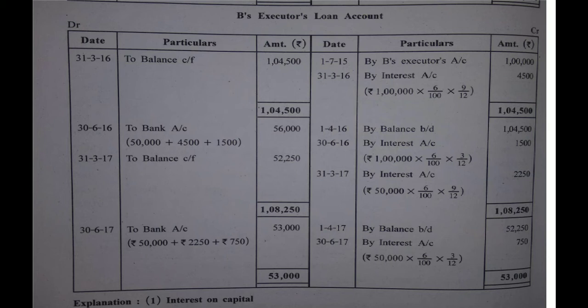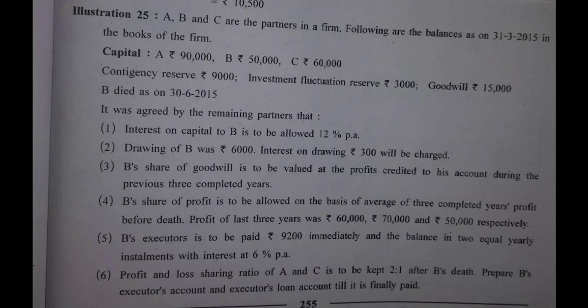Okay? And your adjustment says that the amount of loan is to be paid in 2 equal installments. Yes? Yearly installments. A year consists of 12 months. Yes? And your accounting year is 1/4/15 to 31/3/16. Your accounting year. Yes?